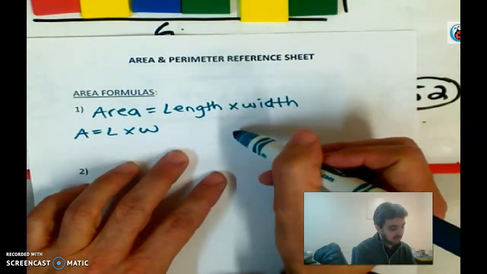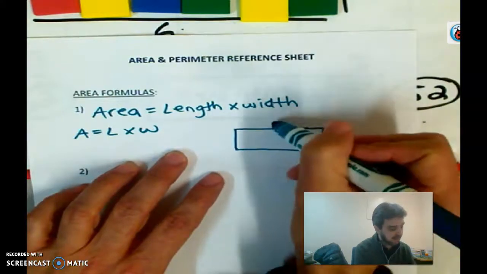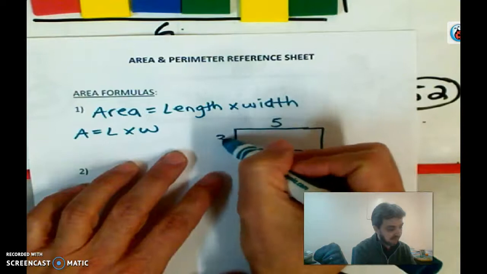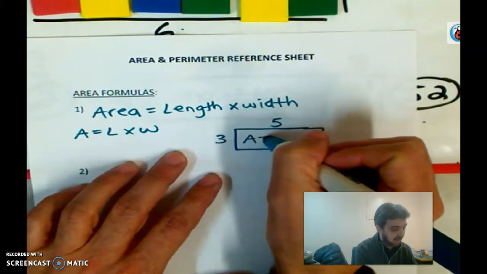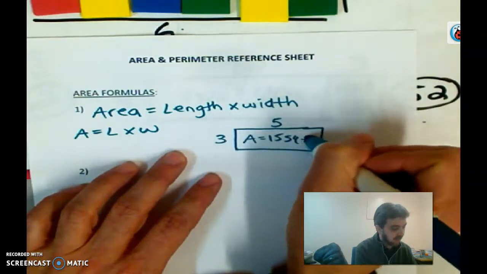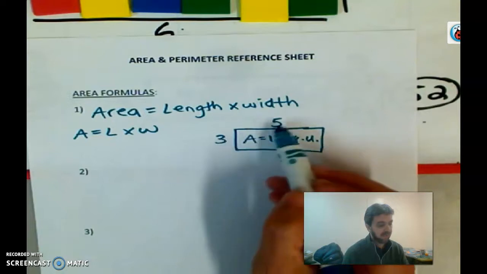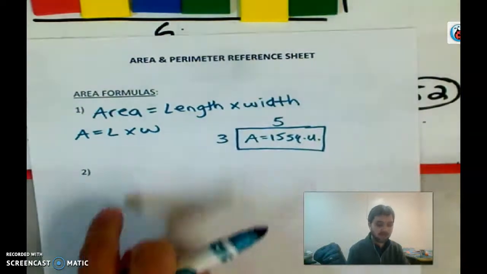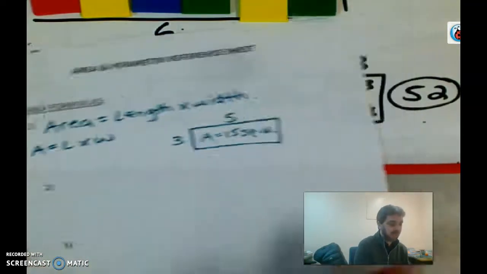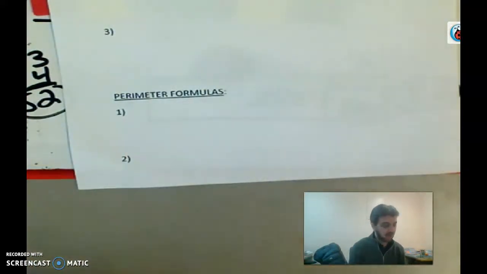And let's do a little tiny example here. Let's do like 5 and 3, and then inside we'll put A equals 15 square units. We'll put a U for units. So area equals the length times the width. In this case, 3, which would be like 3 rows of 5. We're going to fill in numbers 2 and 3 the next time we meet. For perimeter, I'll do that in a different color.